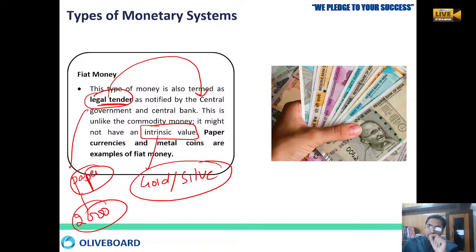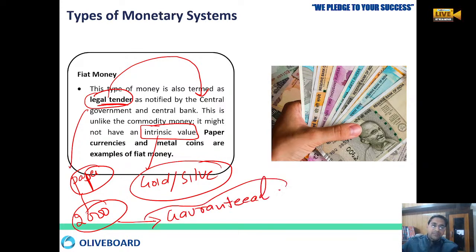does that paper's intrinsic value is 2000? No, it is not 2000, but it has been guaranteed by RBI that if somebody presents you that note, that means it is of worth 2000. Okay, so paper currencies and metal coins are examples of fiat currencies.